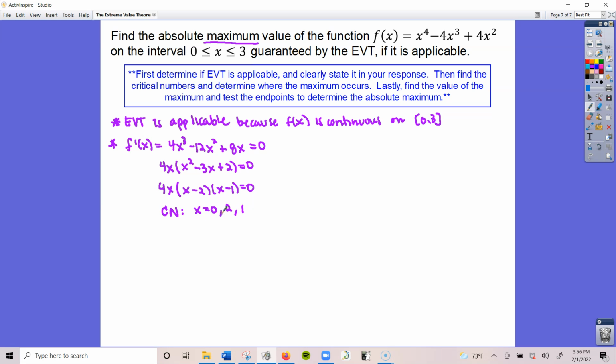What I like to do here as well is once I have my critical numbers, I check my interval and make sure that all three of these are within my interval. All of them are in this case, but let's say I had gotten x = -5 as one of my critical numbers. Since it would be outside of the interval, I can disregard it because we're only focused in this section only.